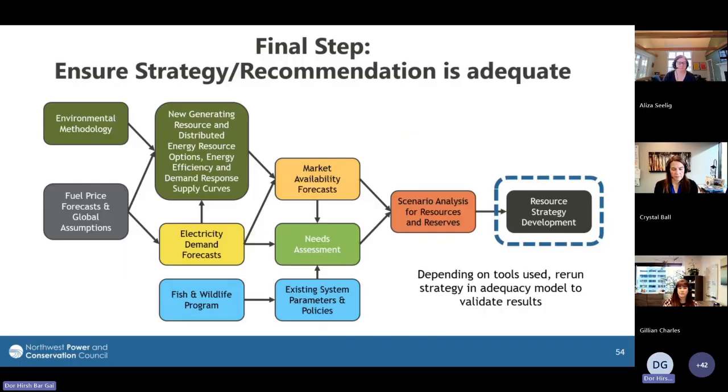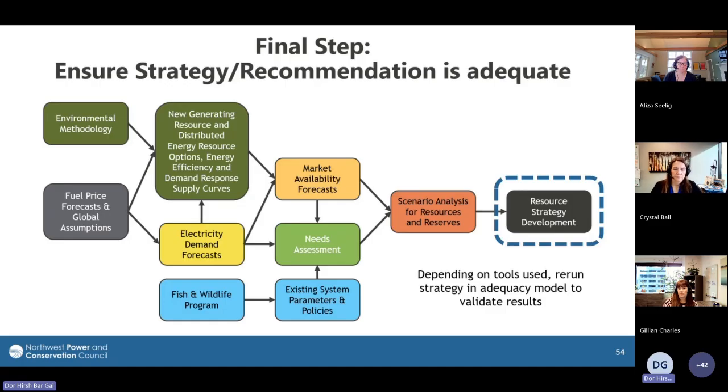Our final step, I mentioned this, is that the needs assessment is both to feed into your scenario analysis and your portfolio expansion. You also need to test the strategy. Again, it's just convenient to use the power plan flow because it's very similar to IRPs. You don't want to just take the model results and say, we're done. You then test it through your adequacy model.